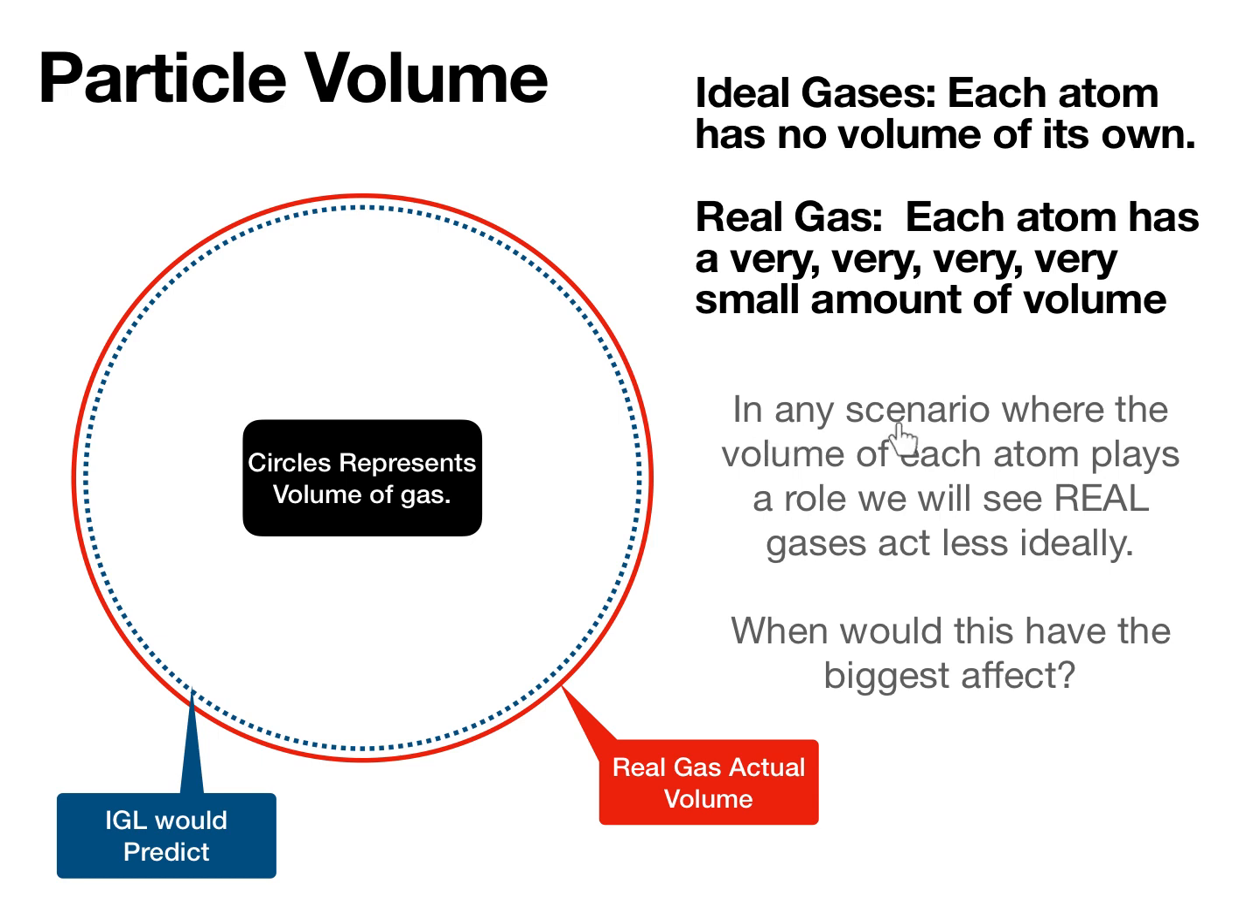And as it says here, in any scenario where the volume of the atom plays a role, we see that real gases act less ideally. So it begs the question, when would this have the biggest effect? Well, once again, let's consider a high pressure environment where the volume has been decreased to a very, very small amount, and so the pressure increases.